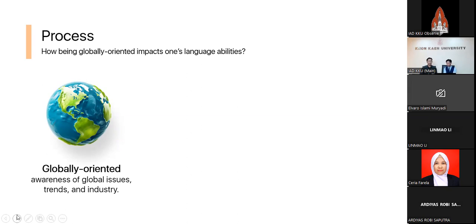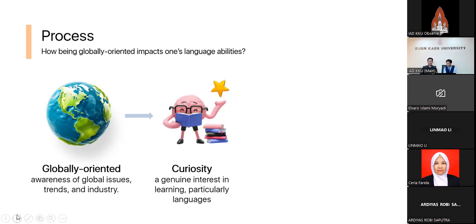Yeah, that's really true. After we know that, I think I need to understand what the actors and actresses say in the movie, and then we start developing curiosity. And it's fine, because curiosity is a genuine interest in learning, particularly languages. So you can find that if you're interested in watching K-drama or Thai drama, maybe you must search what the meaning of the word is, right? At least you can say "kop khun khap" or maybe other words, the basic words.